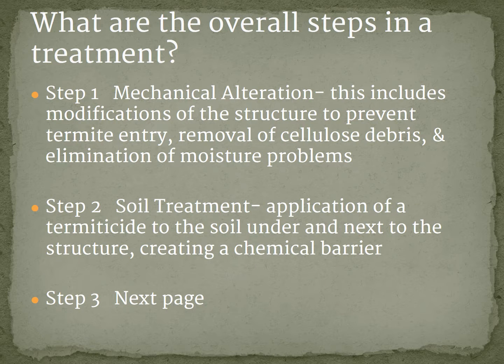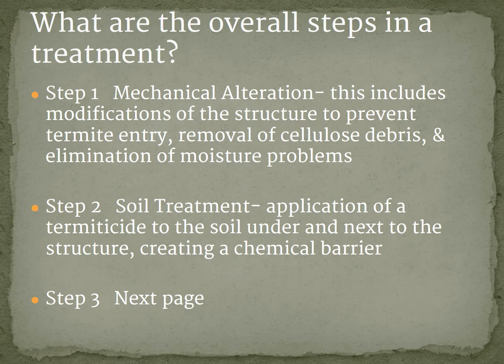Some of you are probably asking, what are the overall steps in a treatment? Let's start out with step one, which is mechanical alteration. This includes modifications of the structure to prevent termite entry, removal of cellulose and debris, and elimination of moisture problems.